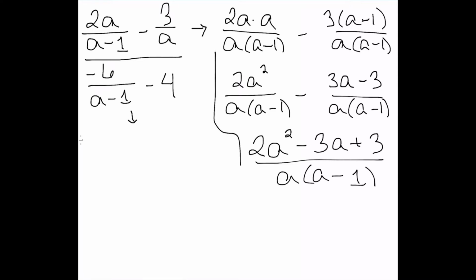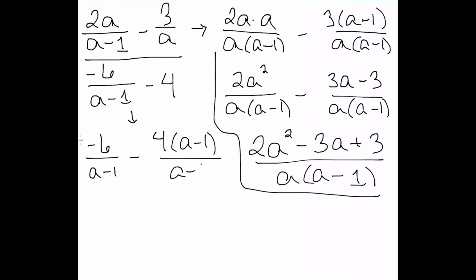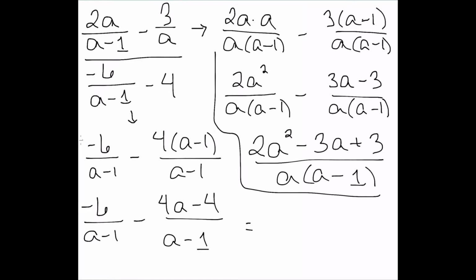Here, the common denominator is just going to be a minus 1. So I have negative 6 over a minus 1 minus 4 times a minus 1 over a minus 1. Multiplying gives me negative 6 over a minus 1 minus 4a minus 4 over a minus 1. I have a minus 4a, and then I have negative 6 minus negative 4, which is going to be negative 2, over a minus 1. So now what do I do with these?